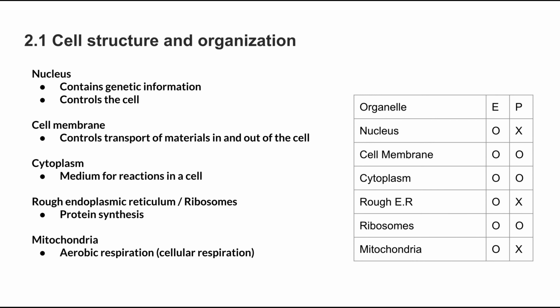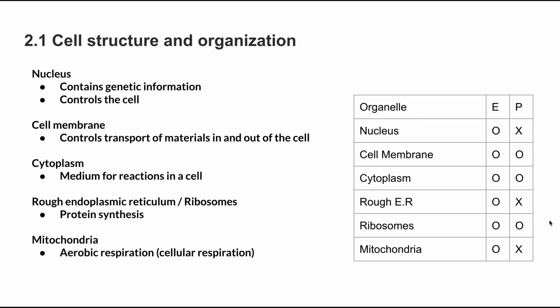So the E here stands for eukaryotic cell, including plant cell and animal cell, and P here stands for prokaryotic cell. So interestingly, prokaryotic cells don't have a nucleus, don't have rough ER, and also don't have mitochondria because their metabolism happens on their cell wall. But however, they have cell membranes, cytoplasm, and ribosome.